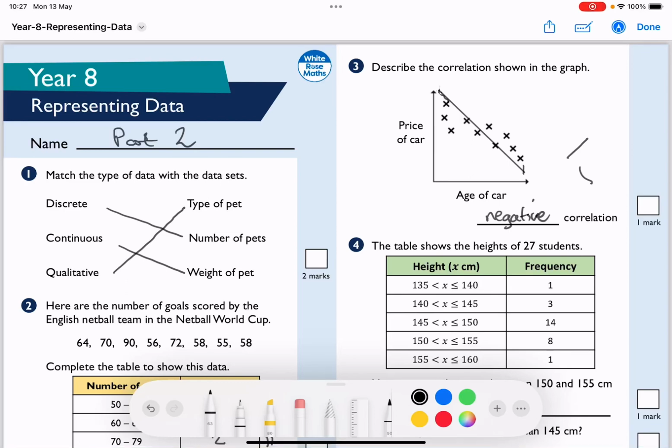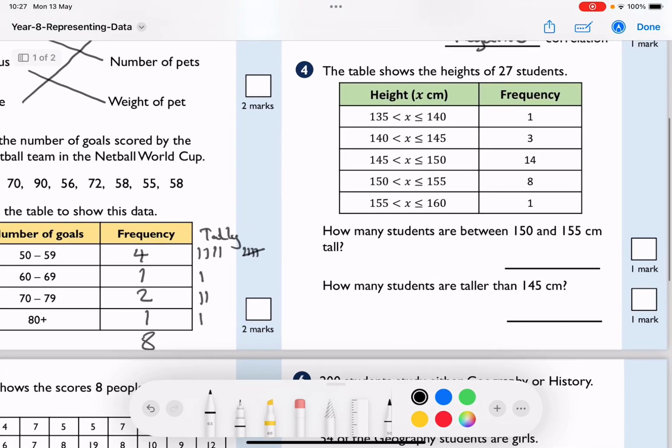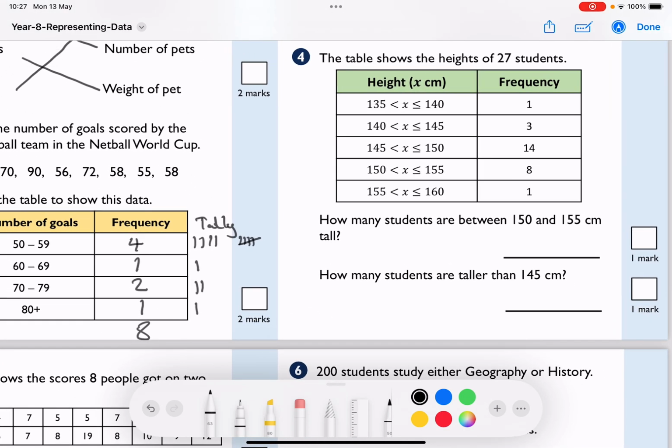Okay, year 8 representing data, part 2. Right, let's have a look at this frequency table here. I call these class intervals, where we've got heights here. It's continuous data. It says a table shows the heights of 27 students.